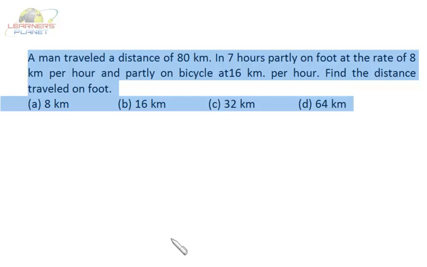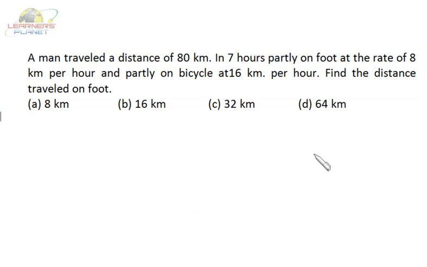Now let's see this question. A man traveled a distance of 80 kilometers in 7 hours, partly on foot at the rate of 8 kilometers per hour and partly on bicycle at 16 kilometers per hour. Find the distance traveled on foot.